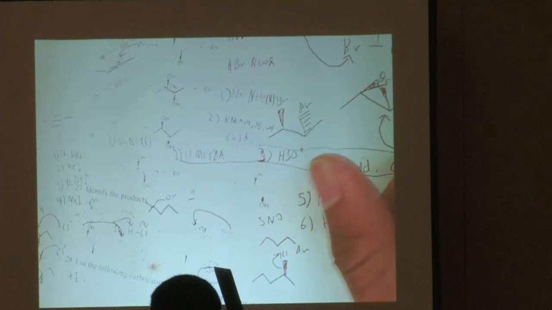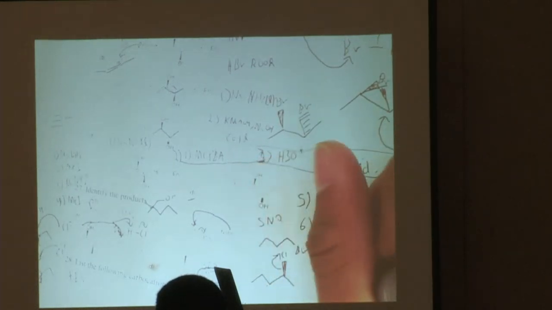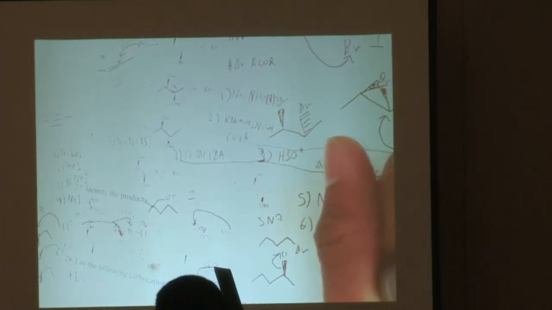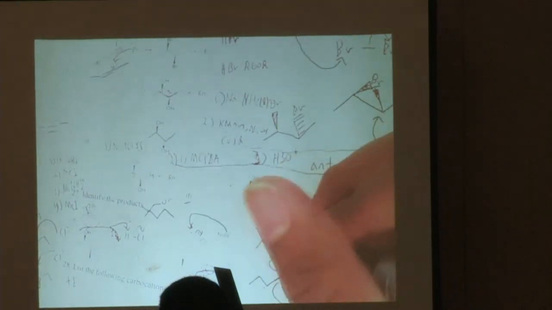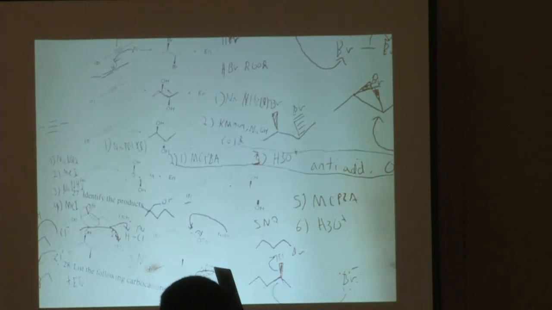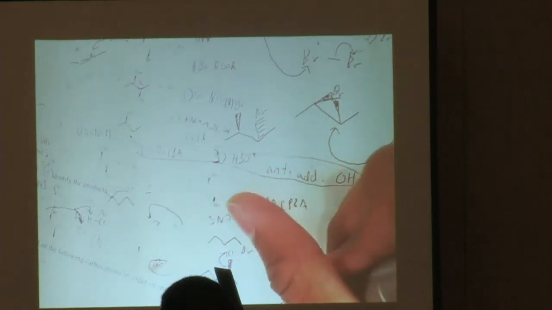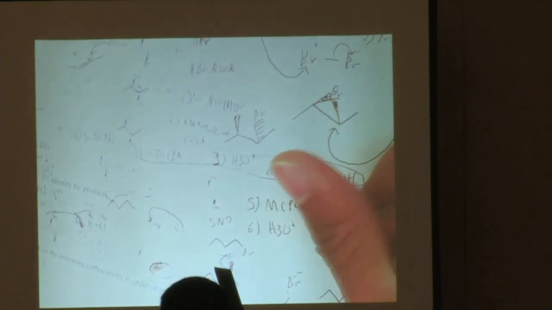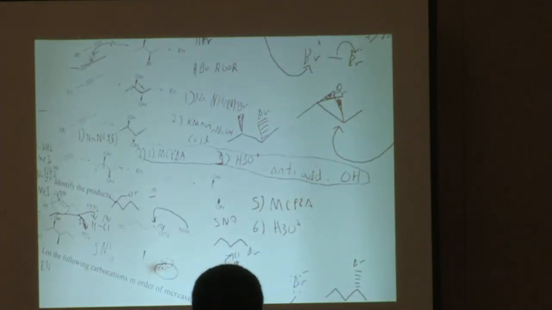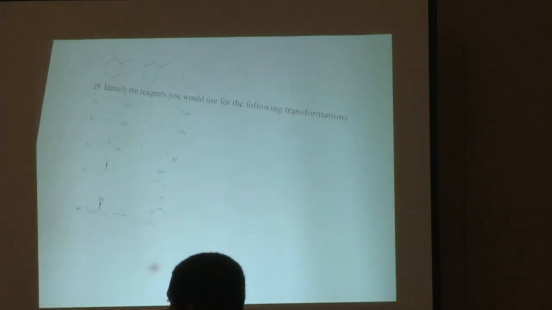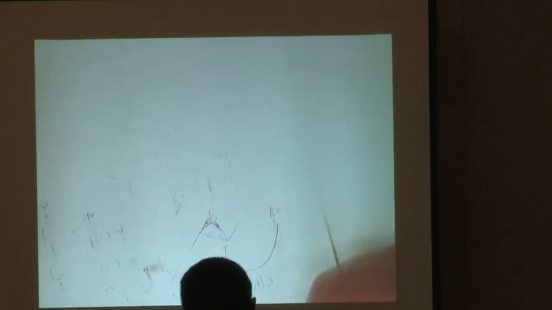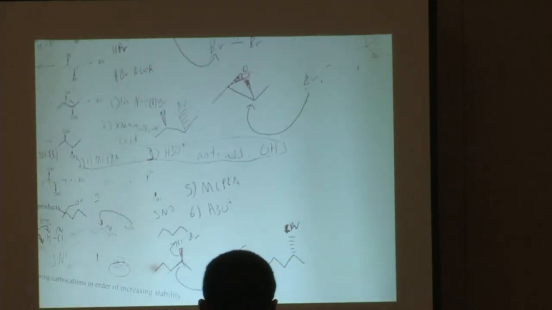SN2, it's concerted. All of it happens at once. You have a CN minus. It's going to do a backside attack. The Cl is going to leave. And it's pretty much it. It's just going to be inverted configuration at this point. Oh wait, yeah, I meant to put CN. Why did I put a Br? Yep, sorry, thanks. But yeah, it'll just invert the configuration. It's supposed to be a CN, my bad.